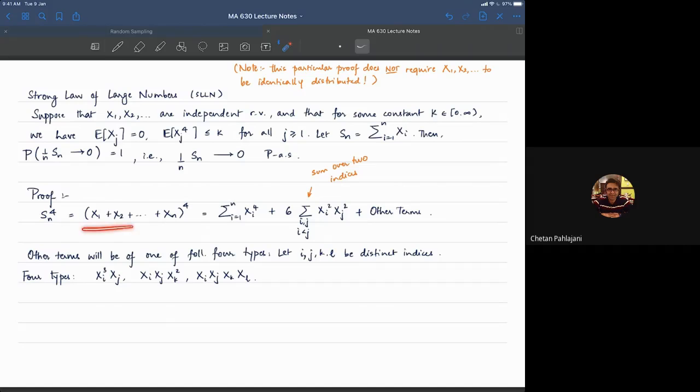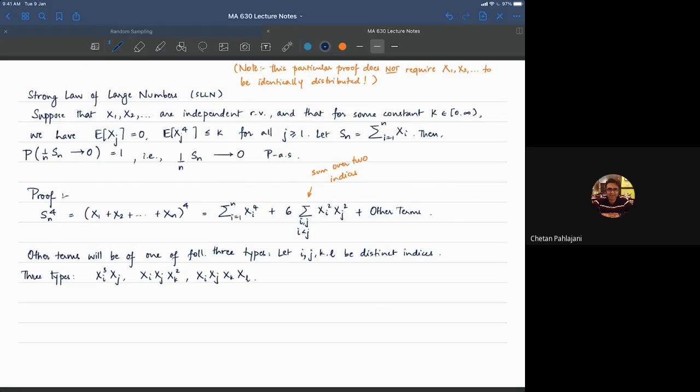So the claim is when I expand this out, I will get the sum, i going from 1 through n, of x_i to the 4, plus 6 times the double sum over i less than j of x_i squared x_j squared. Here i is less than j, so i and j are different, plus other terms. And these other terms, I think my counting is kind of poor. I said the other terms can be one of the following 4 types, but I have only written 3 types. And unfortunately, nobody has said anything. So let's fix that. The other terms will be of precisely one of 3 types. So far, so good? All right, I'll take that as a yes.